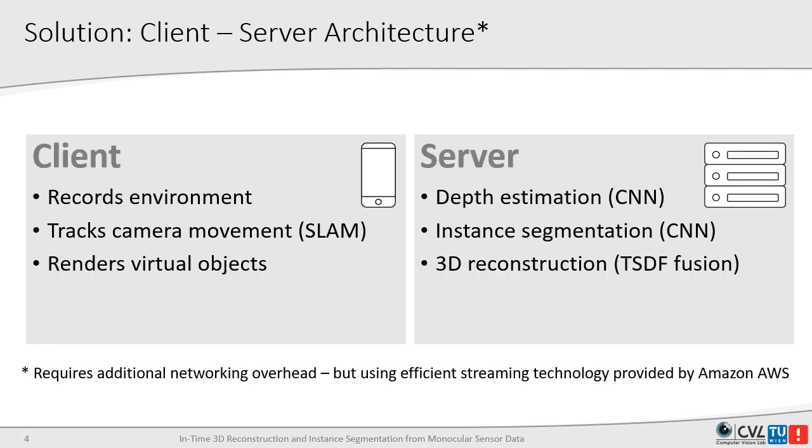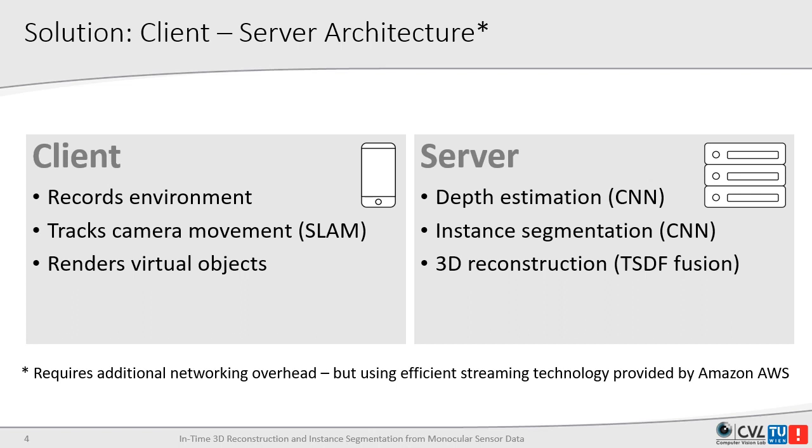Our solution to the problem is a client-server architecture where the mobile device is the client and a server compensates for the missing features. In this case, the client is responsible for recording the environment in a video session, which is streamed to the server. Also, it uses local libraries like ARKit in our case to perform simultaneous localization and mapping, and therefore track the camera movement in 3D space. This data is also sent to the server continuously. And we use the rendering capabilities of the client to show the objects returned by the server.